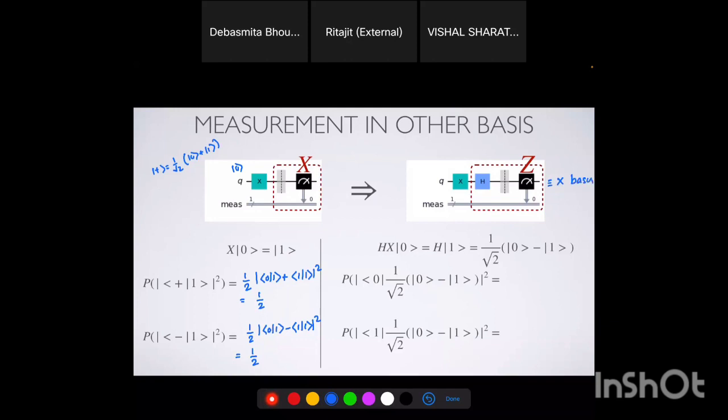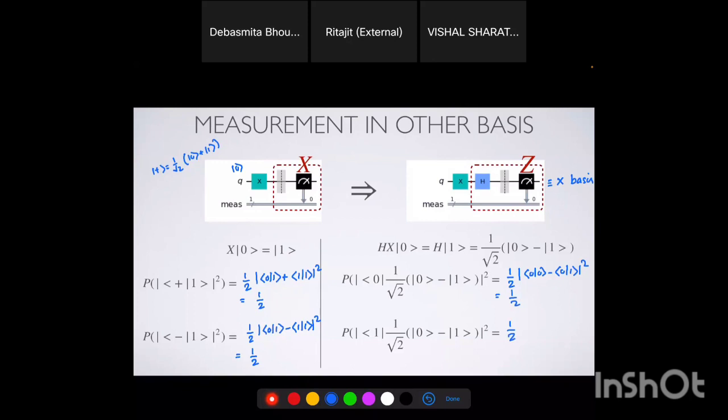So let's see what happens. We have this X gate, it is giving 1. We had this 1, but now we have applied the Hadamard gate. So the Hadamard gate on 1 gives this particular state. So what is this probability? We again take half out. It is modulo 0,0 minus 0,1 square half.